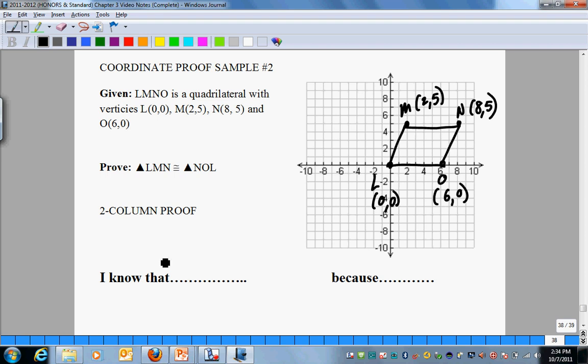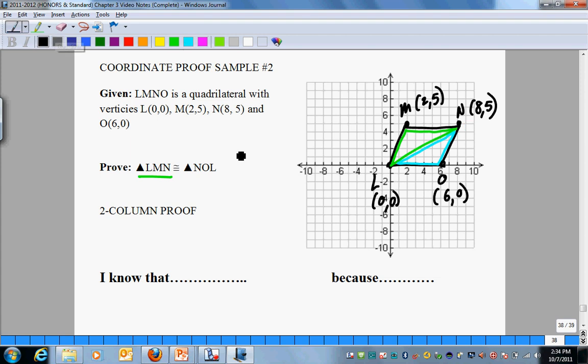And in this, I'm trying to again show these two triangles are congruent. LMN is congruent to NOL. I'm going to use a different method this time.